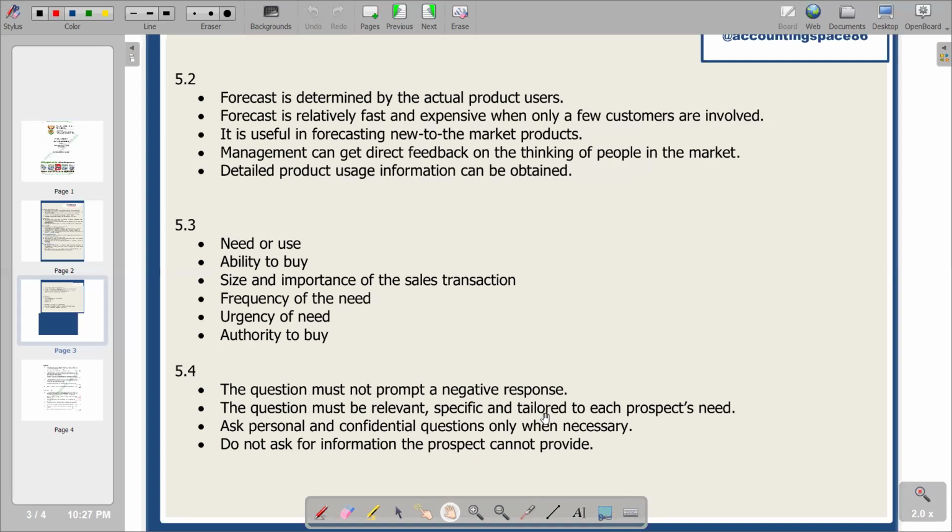Do not ask for information the prospect cannot provide. So very important also, you cannot ask a question and require an answer to something that is not within the capacity of the respondent to give you that information. That is not proper. So basically, that becomes the last point that we want. The last point on the last part, which is 5.4.